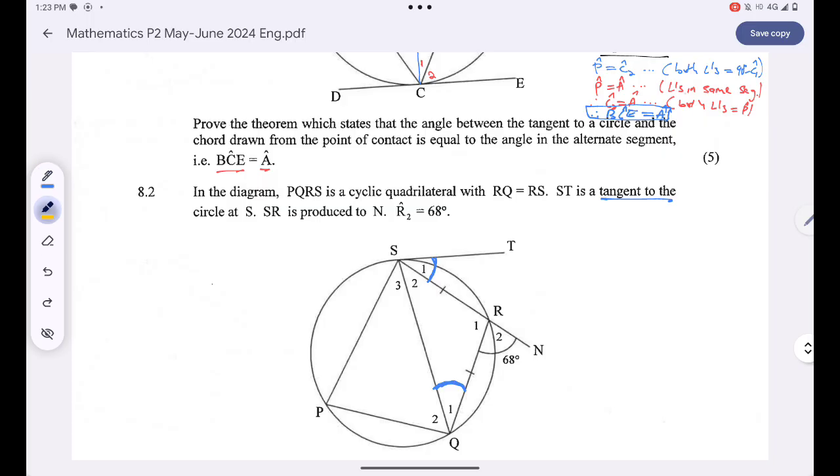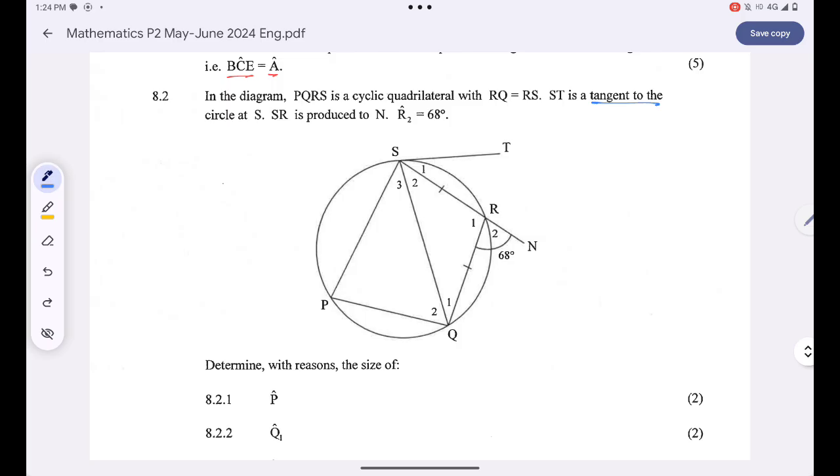And then we were also told that we have a cyclic quad. If this is our cyclic quad, I know that opposite angles of a cyclic quad are supplementary, and secondly I know that an exterior angle of a cyclic quad will always be equal to the interior opposite angle. So angle R2 will be equal to angle P. Okay, let's answer these questions.